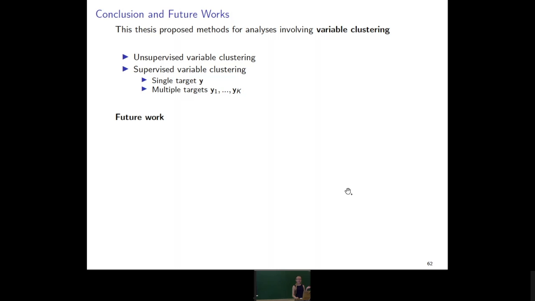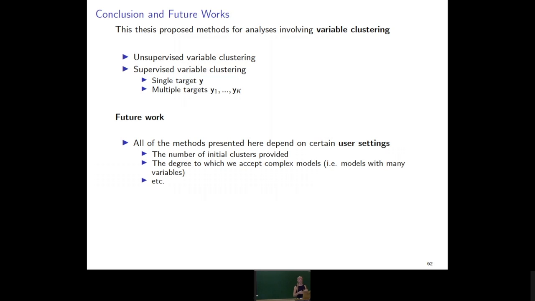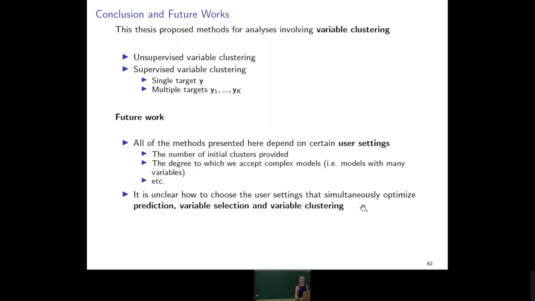And then for future work, well, is there anything left to study? Well, all of the methods presented here depend on certain user settings. So examples are the number of initial clusters that are provided, the degree to which we accept a complex model. So how many variables are we allowed to put in the model? All of these things must be defined by the user. And actually, currently, it's quite unclear how you're supposed to choose these user settings, especially if you want to simultaneously optimize prediction, variable clustering, and variable selection. It's really the simultaneous optimization that's quite difficult.